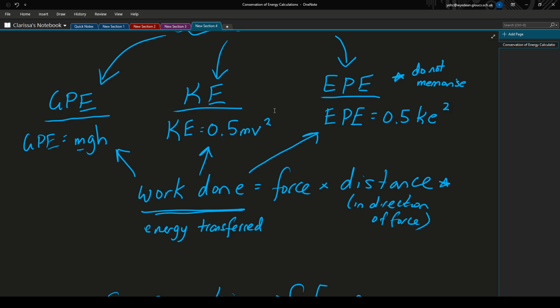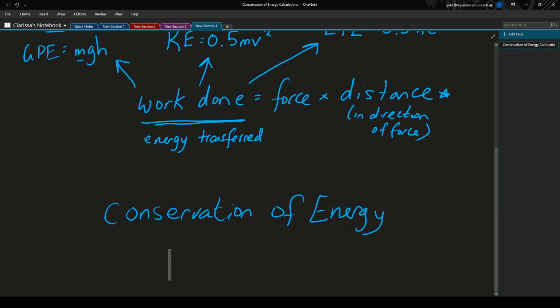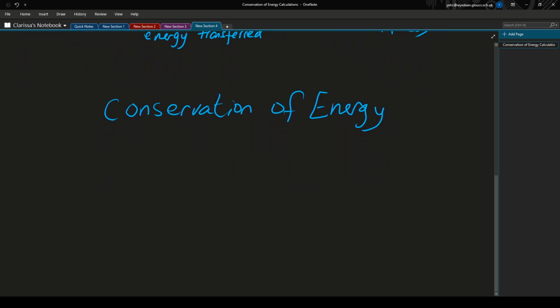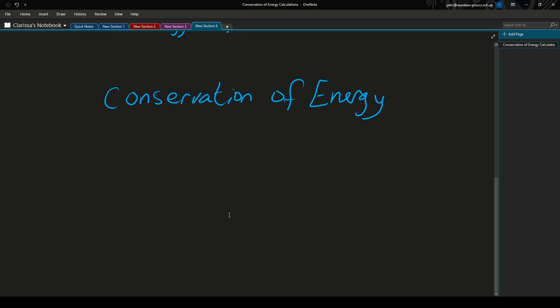The reason why we have a separate lesson for these conservation of energy calculations, though, is because we're changing how we think about these three equations and combining them using our knowledge of the theory of the energy transfers. So let's start off with an example. An example is always best. Okay, so let's say we had a catapult.